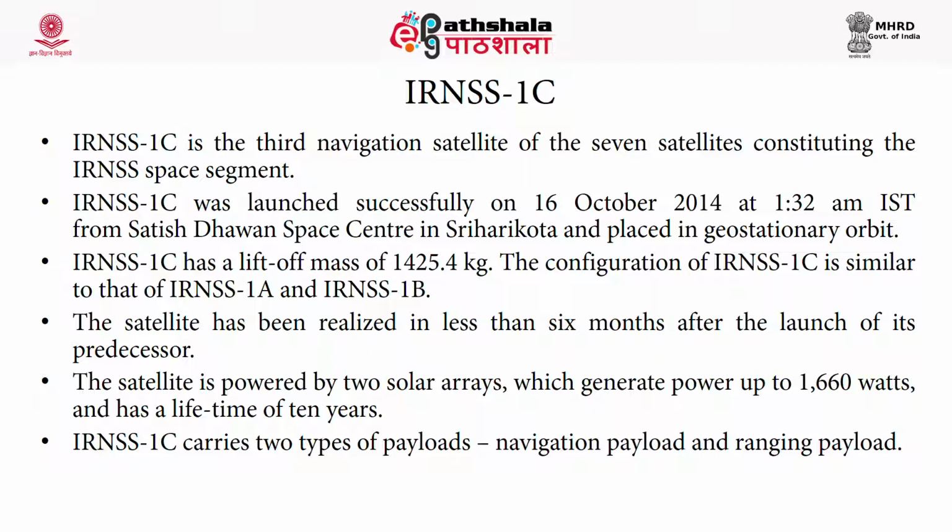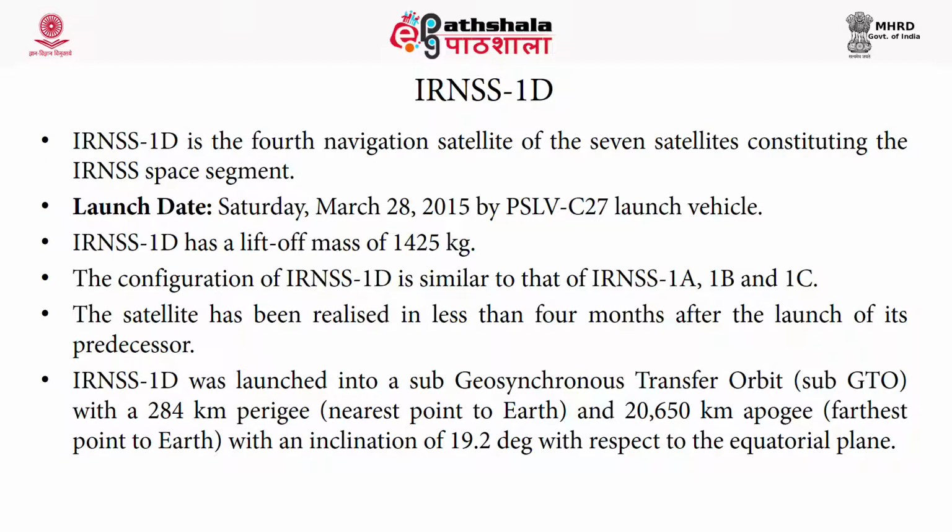The fourth satellite is 1D, which was launched on March 28, 2015 by PSLV C-27 and also has a lift-off mass of 1425 kg. It also has the same configuration as its predecessors and was launched into a sub-geosynchronous transfer orbit with a 284 km perigee and 20,650 kilometers apogee with an inclination of 19.2 degrees with respect to the equatorial plane.